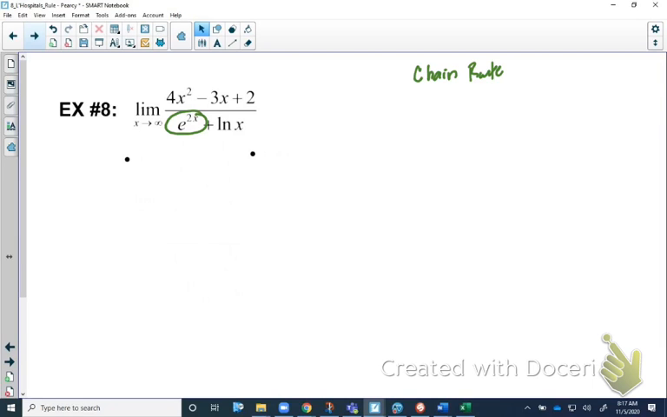So the chain rule for e to the 2x power, if I try to take the derivative of that, that's going to give me e to the 2x power by itself, but I have to also take the derivative of the inside part. So the derivative of the inside part would be a 2. So I would write the derivative of e to the 2x power as 2 times e to the 2x power.